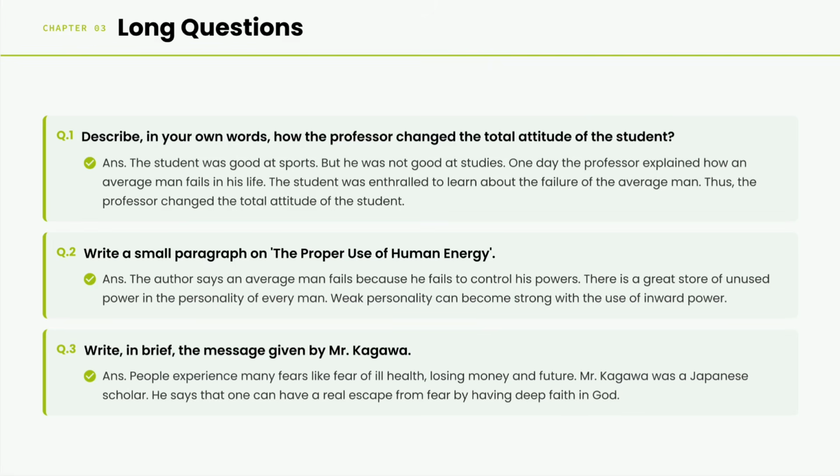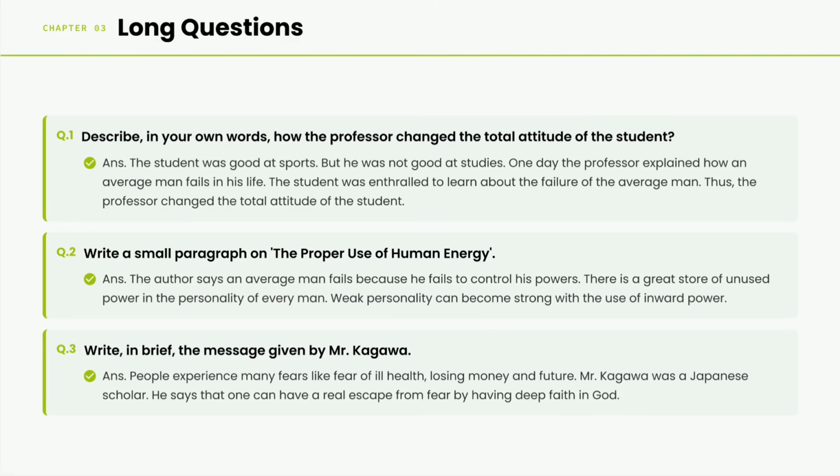Question 1. Describe, in your own words, how the professor changed the total attitude of the student. Answer. The student was good at sports, but he was not good at studies. One day the professor explained how an average man fails in his life. The student was enthralled to learn about the failure of the average man. Thus, the professor changed the total attitude of the student.